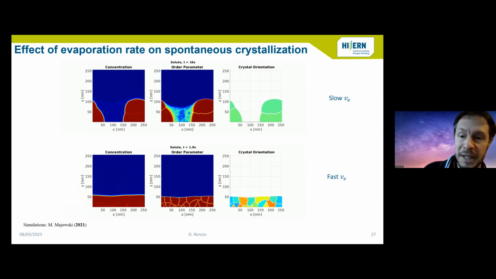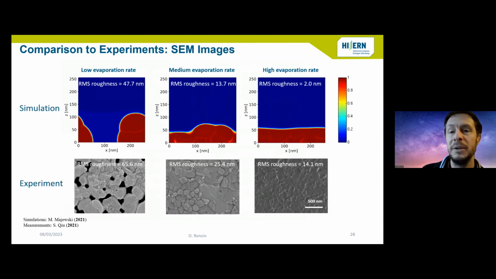Okay, and now let's check versus experiments. So here again, the experiments have been performed by our colleagues of the Solar Factory of the Future. And here you have on top the simulation results, at the bottom SEM top views of perovskite films, from low evaporation rate on the left to high evaporation rate on the right, sorry, turn around.